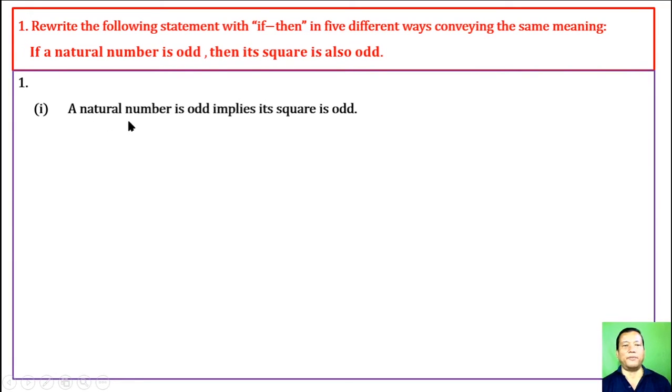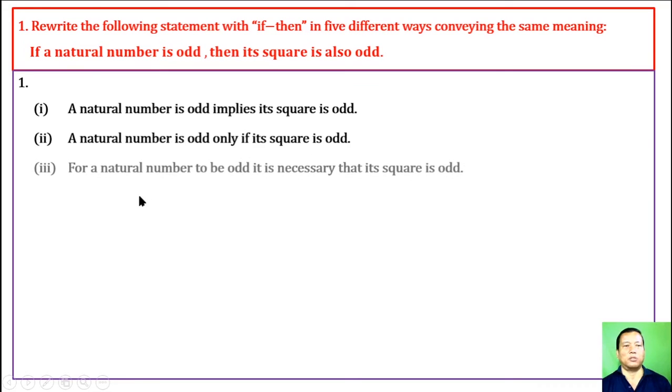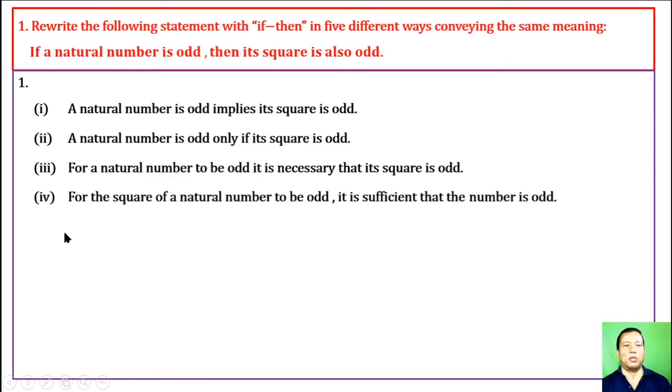First, a natural number is odd implies its square is odd. 2. A natural number is odd only if its square is odd. 3. For a natural number to be odd, it is necessary that its square is odd. 4. For the square of a natural number to be odd, it is sufficient that the number is odd.